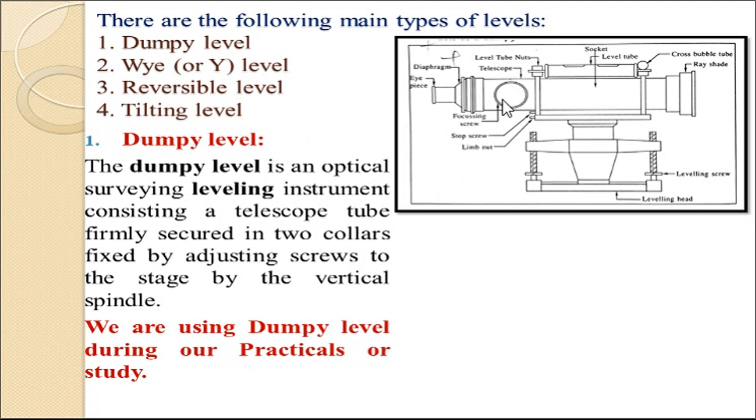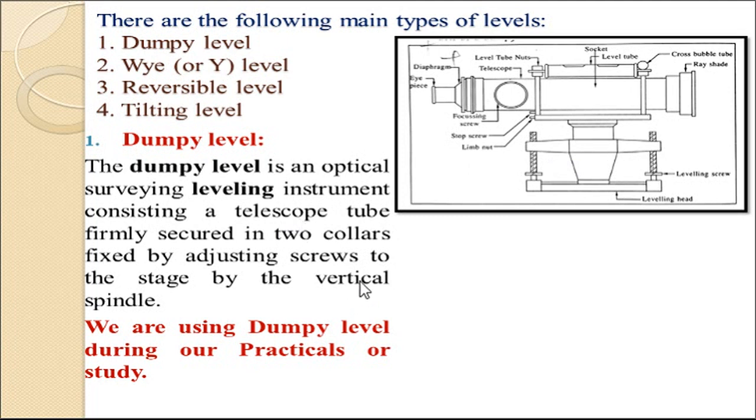This is a photo of a dumpy level with eyepiece. This is the object glass. The entire assembly is known as the telescope. This is a focusing screw. This is a bubble tube or level tube. Then this is the leveling head, which consists of foot screws, a base plate, and the entire assembly that helps to make the instrument perfectly leveled in the horizontal plane.